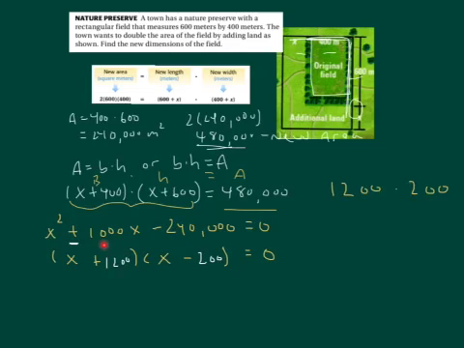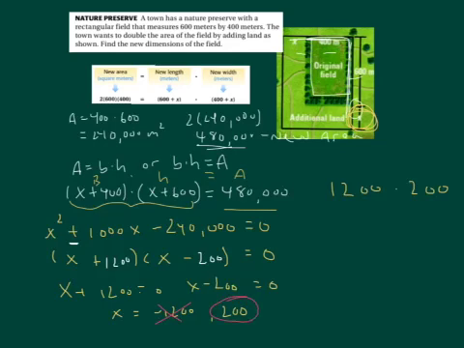Now, applying the zero product property, I'm going to get x plus 1,200 equals 0, and x minus 200 equals 0. And I'm going to get x of negative 1,200 and positive 200. But in this problem, x actually represents a length. So it's not possible to have a negative length. So I'm going to discard my negative answer and just hold on to the 200. Find the new dimensions of the field. That's the goal of this question.